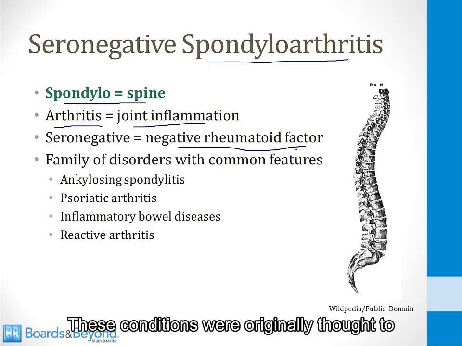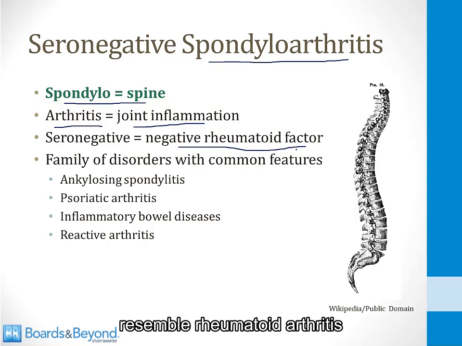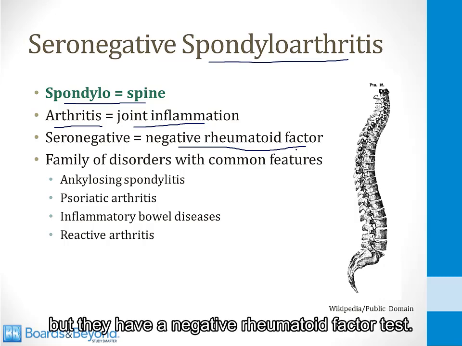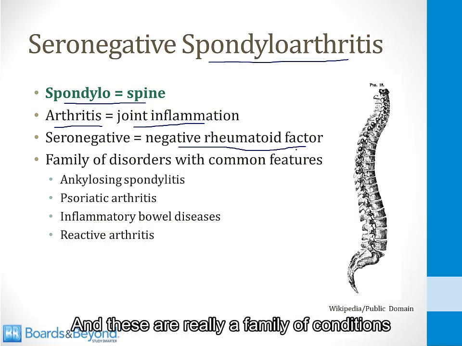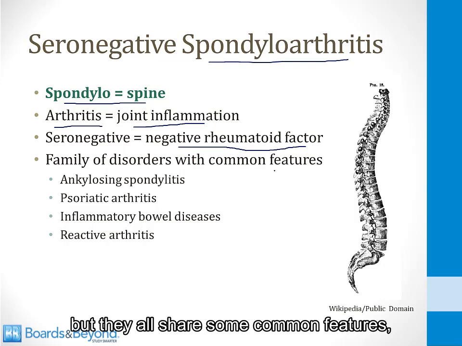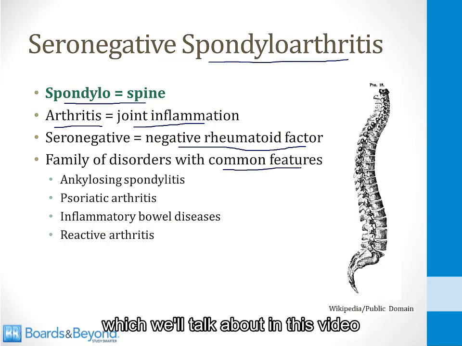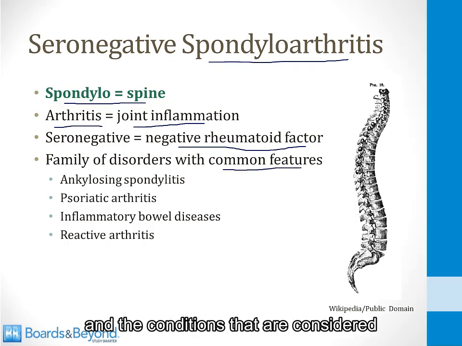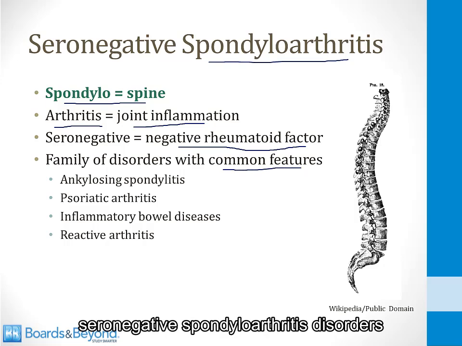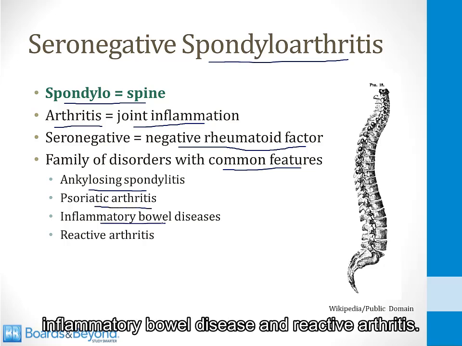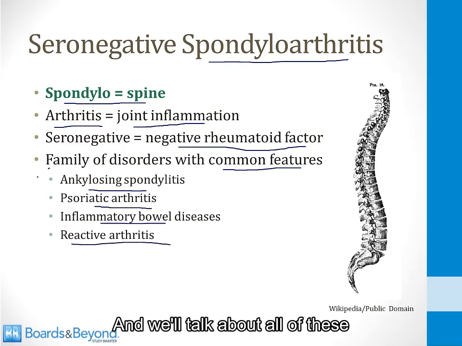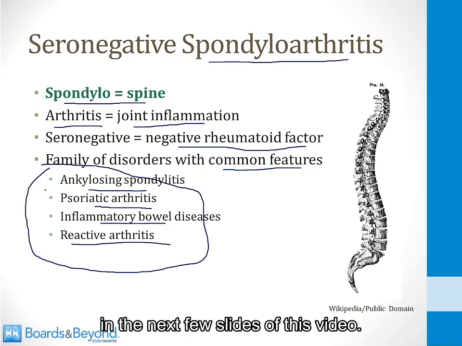These conditions were originally thought to resemble rheumatoid arthritis, but they have a negative rheumatoid factor test, hence they were called seronegative spondyloarthritis conditions. And these are really a family of conditions, but they all share some common features, which we'll talk about in this video. And the conditions that are considered seronegative spondyloarthritis disorders are ankylosing spondylitis, psoriatic arthritis, inflammatory bowel disease, and reactive arthritis, and we'll talk about all of these in the next few slides of this video.